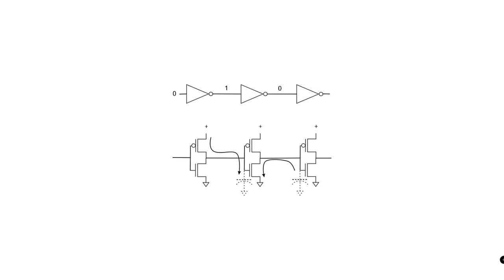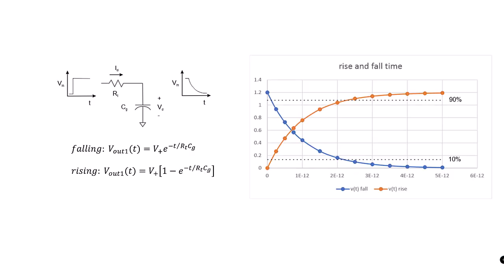This simple example shows how a value propagates through a chain of inverters. The 0 input to the first inverter turns on the pull-up transistor, which charges the parasitic capacitance at the input to the second inverter. That high value at the second inverter turns on the pull-down, which discharges the parasitic capacitance at the third inverter. The parasitic resistance and capacitance in logic gates means that it takes time for a logic gate to change its output.